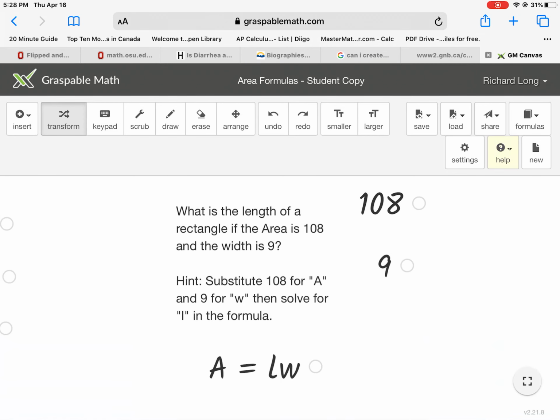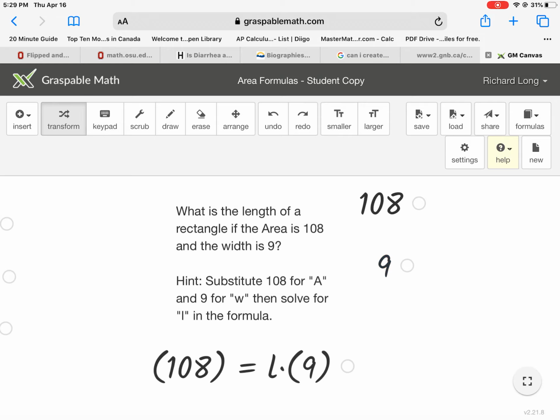Okay, so now I know I can do some substitution. The 108, this number here, that's the value of the area. So I drag that over top of area, and now I'm replacing area with 108. That's called substitution. And then I need to replace the width with 9. So I drag the 9, and that becomes the width.